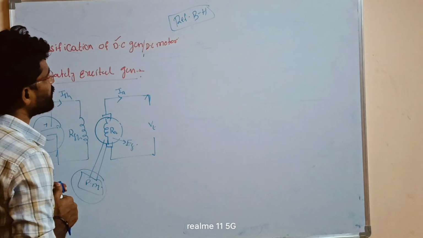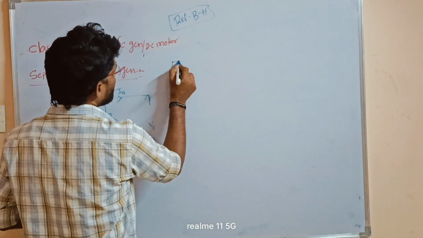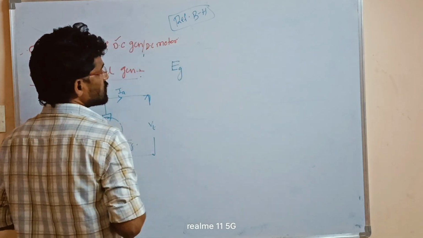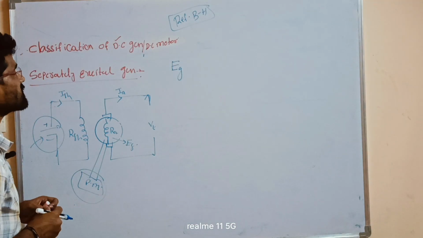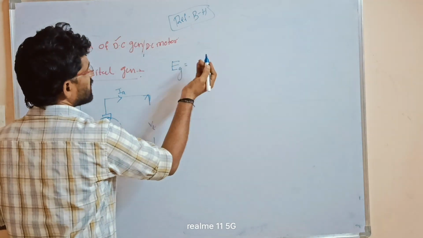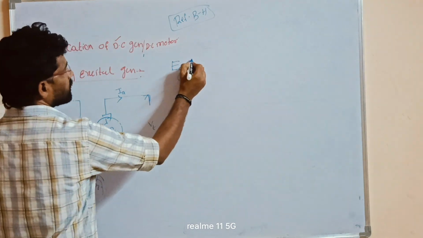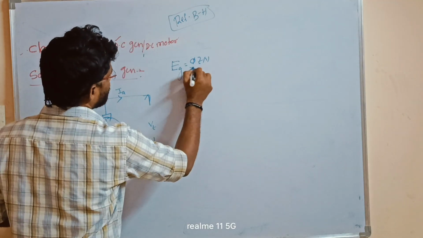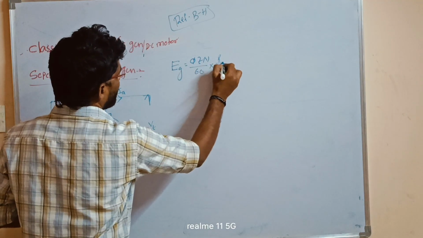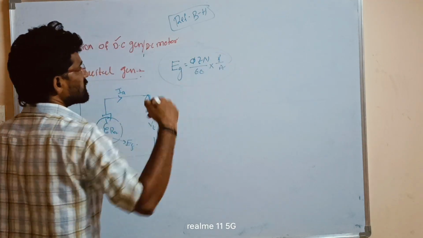So in this case, we can find the generating voltage EG. So what is the generating voltage EG? We know EG is equal to pi Z n by 60 into P by A. So this is the generating voltage.